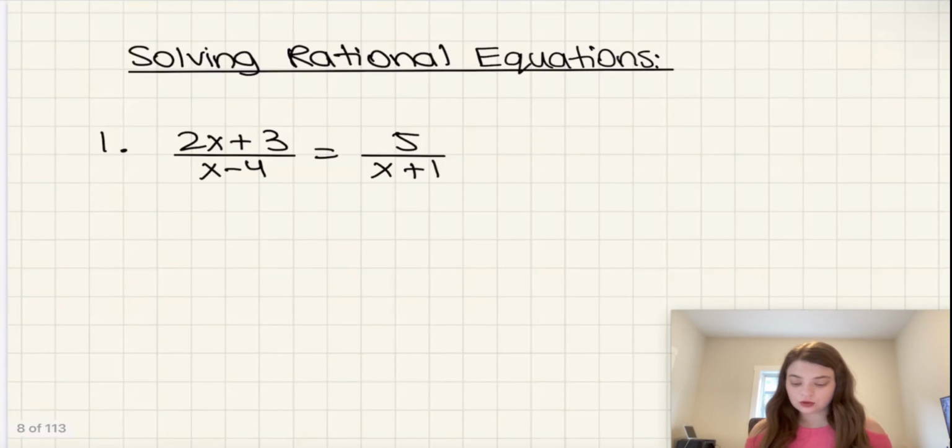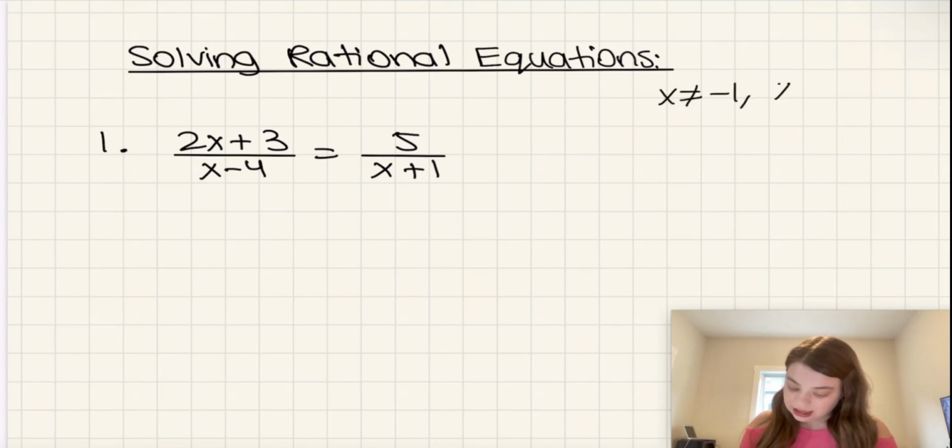Okay, so for this first one, the first thing I'm going to do is state the restrictions. I'm going to state right off the bat that x cannot equal -1 and x cannot equal 4. And so if in our final solution we get that x does equal -1 or x equals 4, then we can disregard it and say that there is no solution, because in this original equation, we know that the equation would be undefined with either of these values, right? And so therefore, there would be no solution in the case that the solution we find is one of the restrictions.